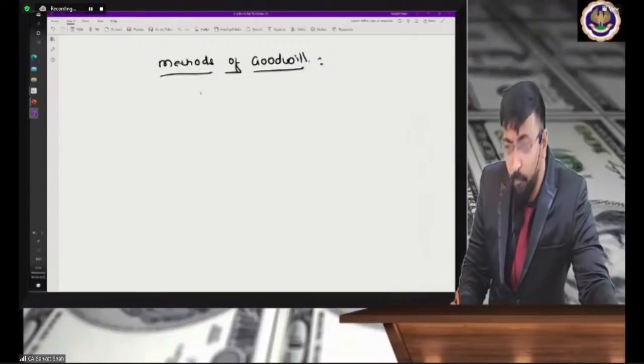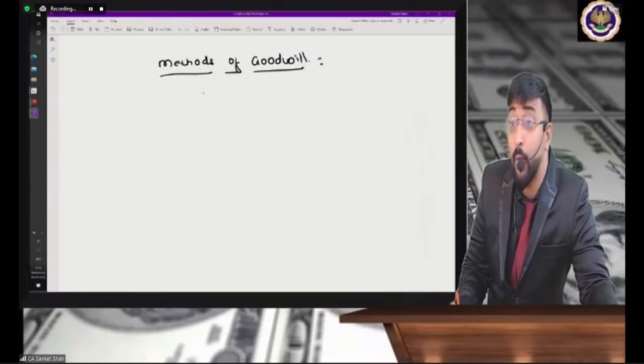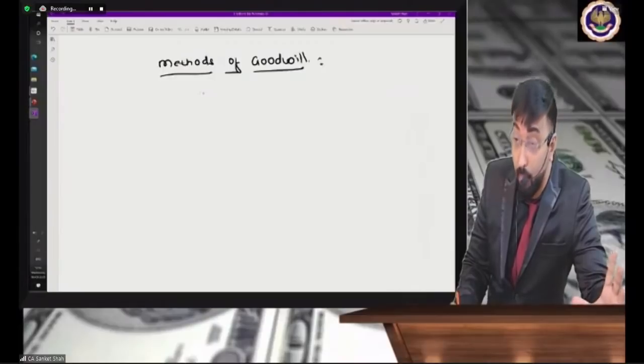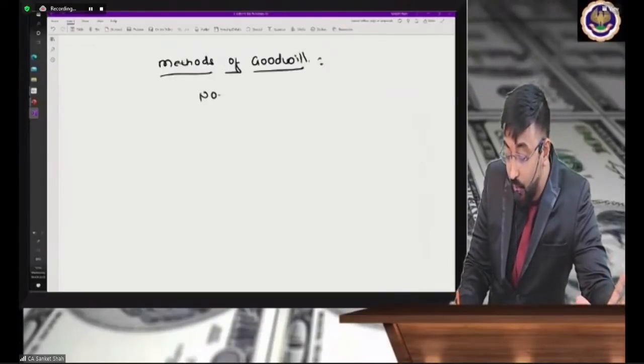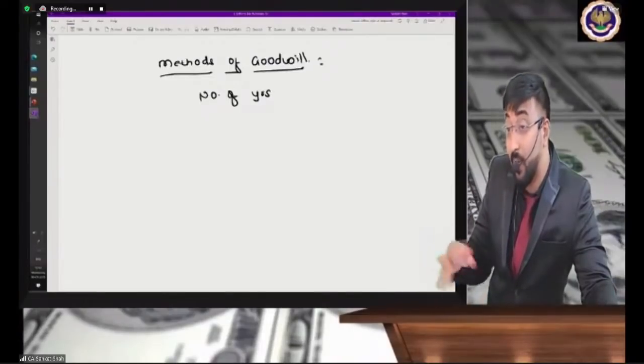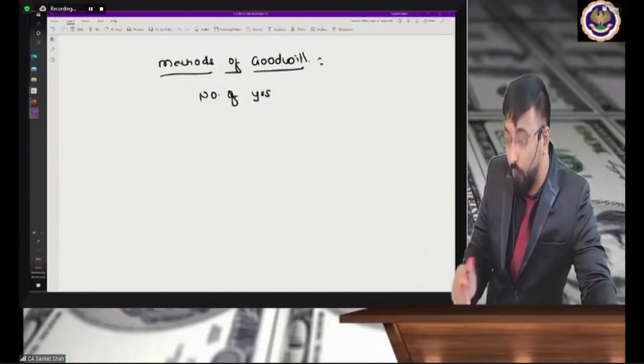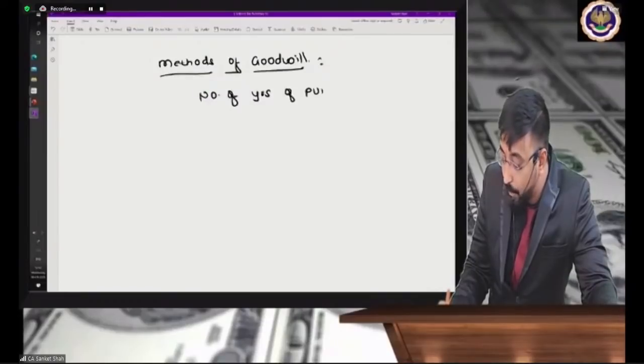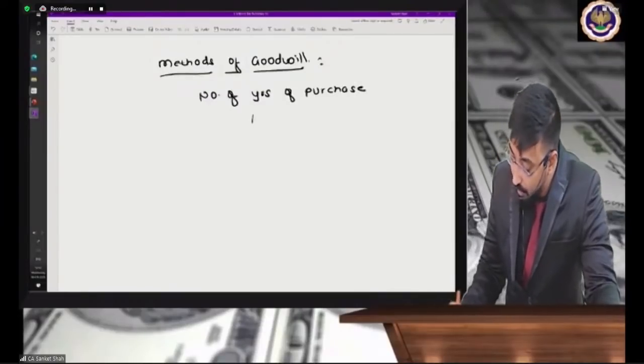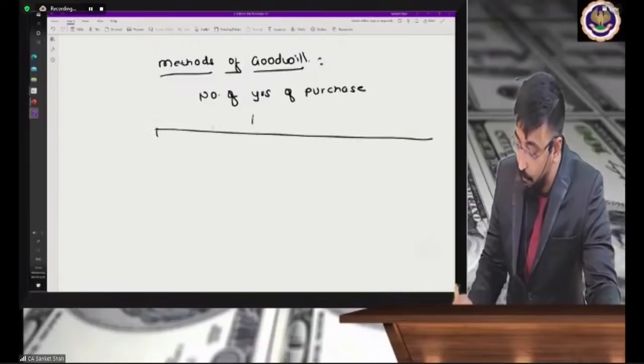Goodwill, for simplicity, I have divided in 2 parts. This is not given in any material, our study material, and even in your 12th standard books. Understand this concept. You already studied this in 12th standard, but today I'm going to tell you some logic of this goodwill. Number of years of purchase. So understand this concept, number of years of purchase.